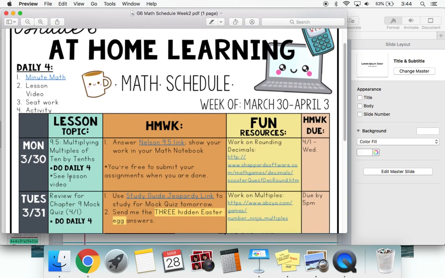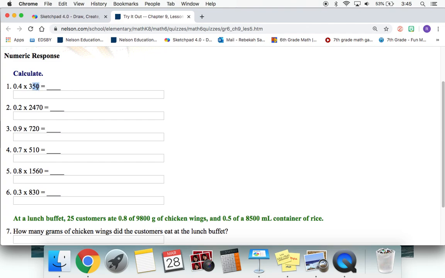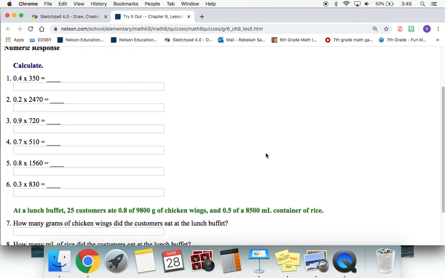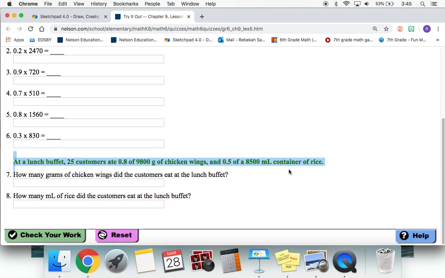All right, here we have it. Here's your Nelson 9.5 link, and it is the same exact thing as what we did. You're just going to rewrite this having your whole number on top. Do not just put your answers and take a picture of it. I need to see how you solve it. Again, super important. Great job to those who send me all their notebooks. And then here we have the same exact question. Instead of brunch, we have lunch.